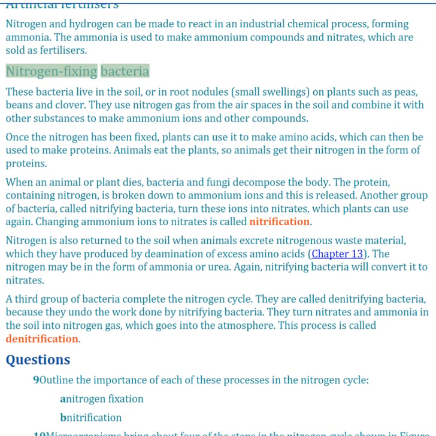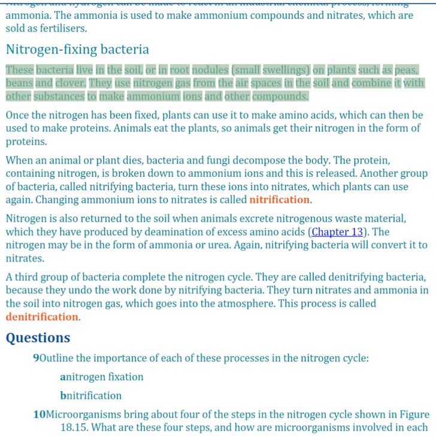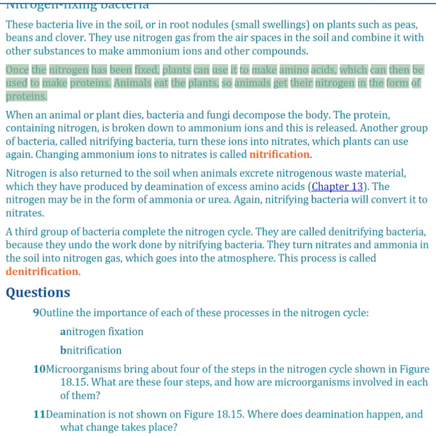Nitrogen-fixing bacteria. These bacteria live in the soil or in root nodules on plants such as peas, beans and clover. They use nitrogen gas from the air spaces in the soil and combine it with other substances to make ammonium ions and other compounds. Once the nitrogen has been fixed, plants can use it to make amino acids, which can then be used to make proteins. Animals eat the plants, so animals get their nitrogen in the form of proteins.